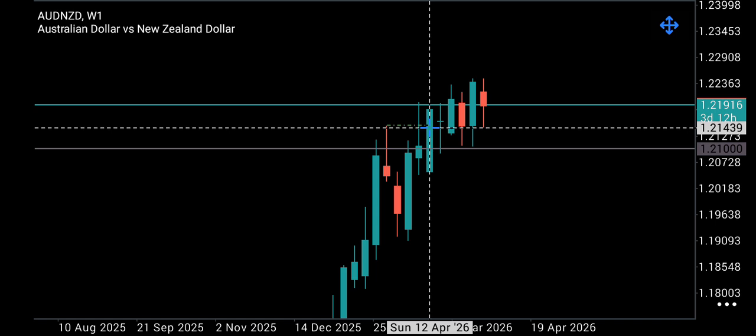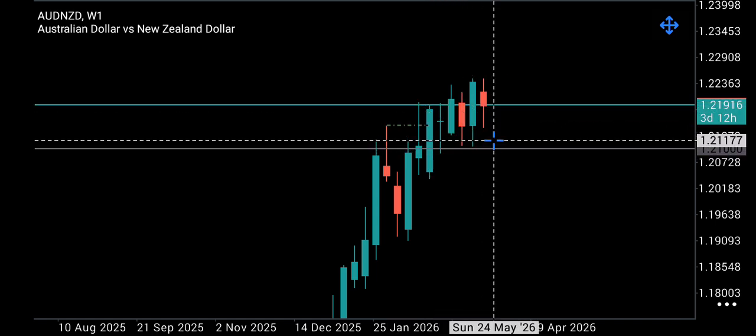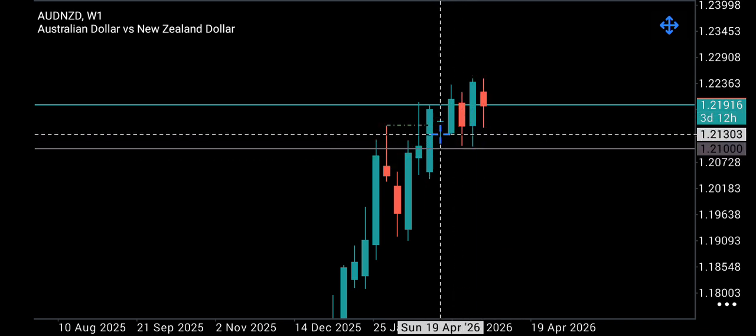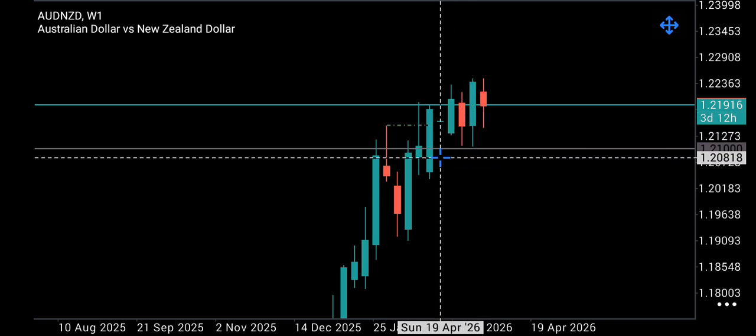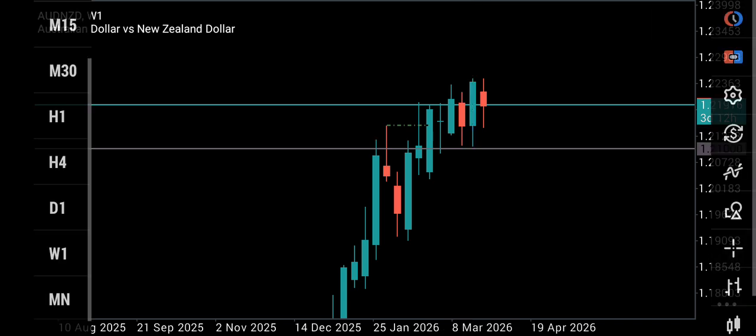So when a resistance is broken to the upside, it normally becomes a support, and you can see that price has been consolidating around this support level, which is a psychological level. So let's go to the daily.